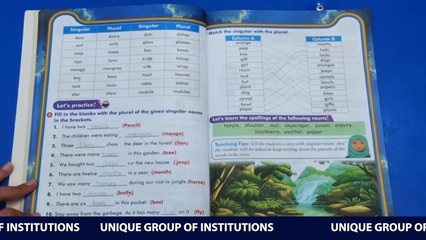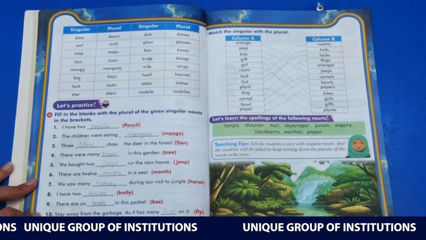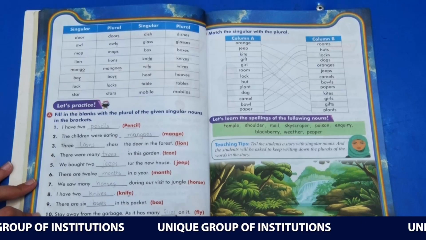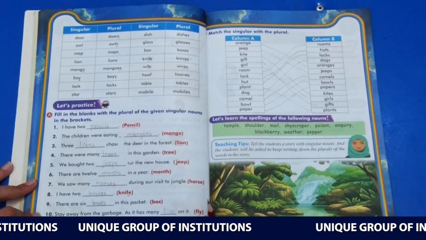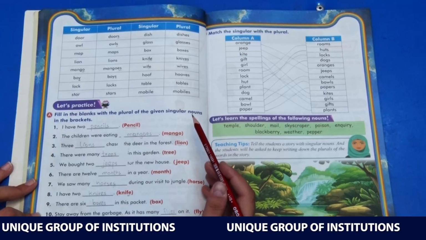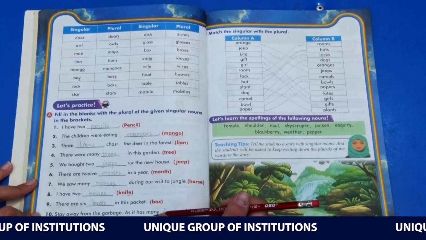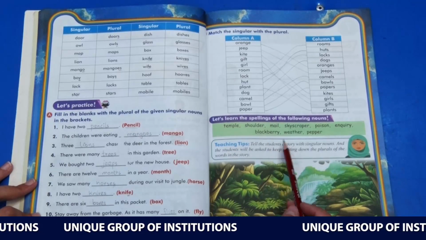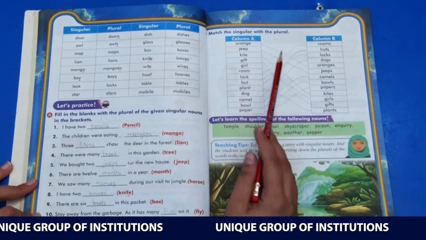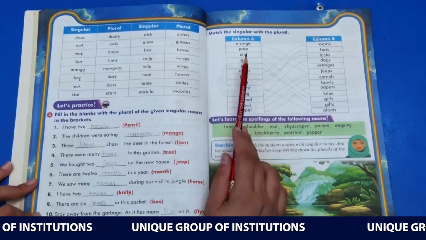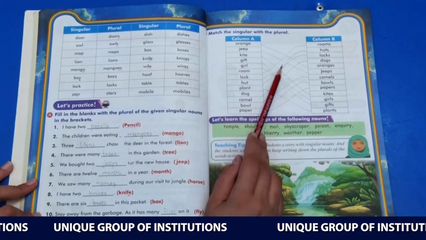As fly has the last letter y, we need to remove y and put ies to make its plural. Hopefully you are done with this page, page number 20. Now move to page number 21. This is the matching exercise. Like we have singulars and plurals in matching form, we need to match each with the right one.